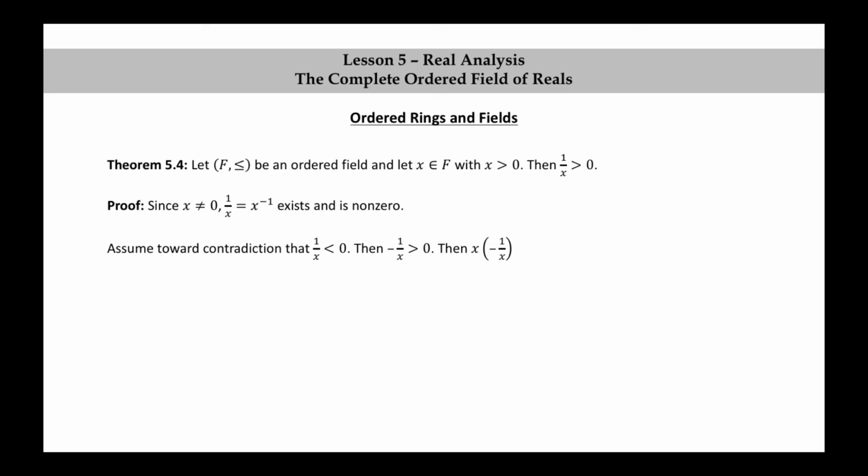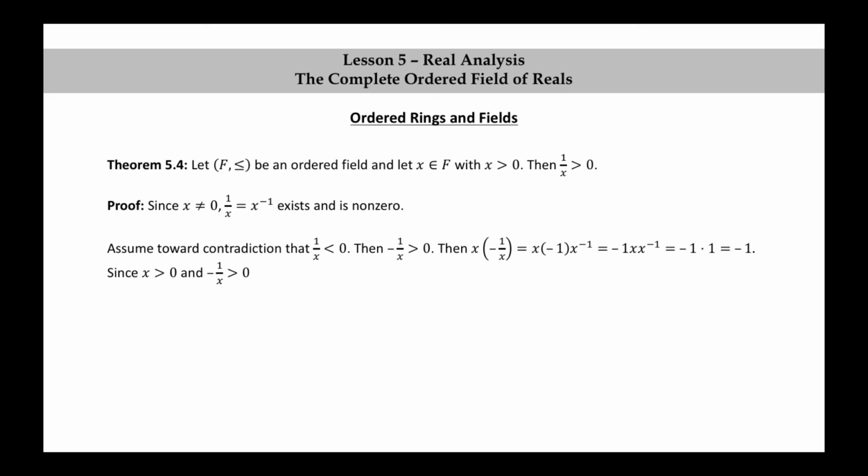Then x times negative 1 over x is x times negative 1 times x inverse. Okay, you might want to show that negative 1 over x is equal to negative 1 times x inverse. Here we're using commutativity and associativity of multiplication in the field. That's equal to negative 1 times 1. Here we've used the inverse property, which is equal to negative 1 using the fact that 1 is the multiplicative identity.